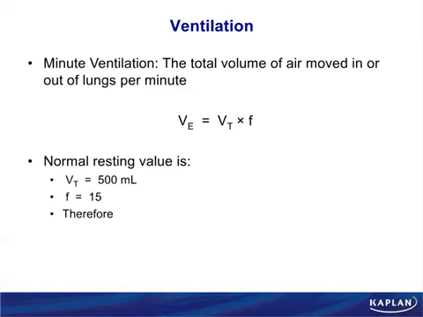Normal, what we call textbook resting values, tidal volume will be about 500 mils. Breathing frequency or respiratory rate is about 15. Therefore, we have a minute ventilation of 7.5 liters per minute. Again, volume of air moved in or out of the lungs per minute. Now this is not the important ventilation. The important ventilation we'll get to on the next slide. But this is how we calculate a minute ventilation.